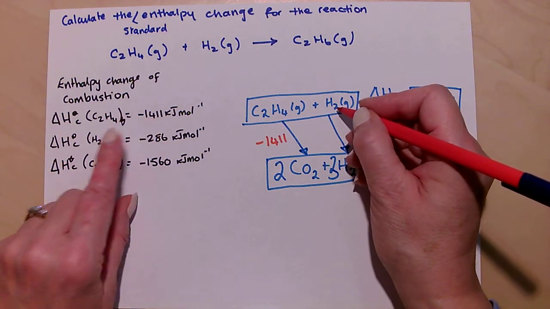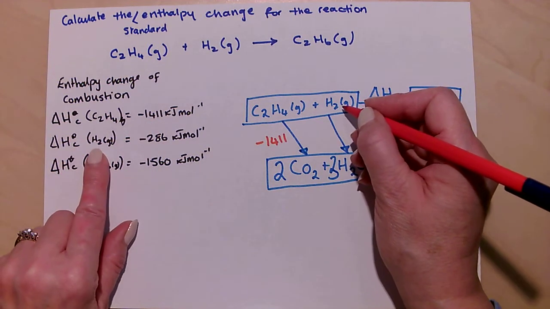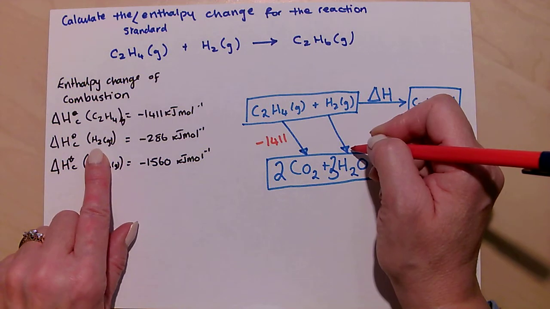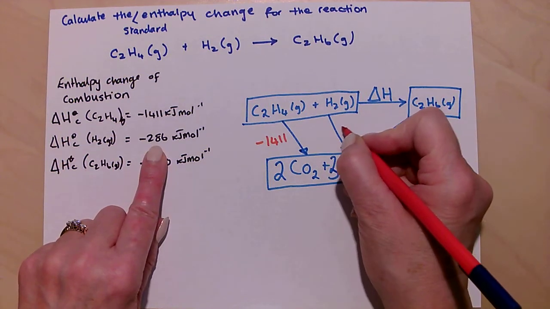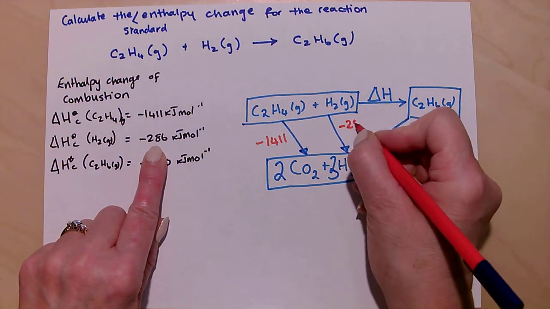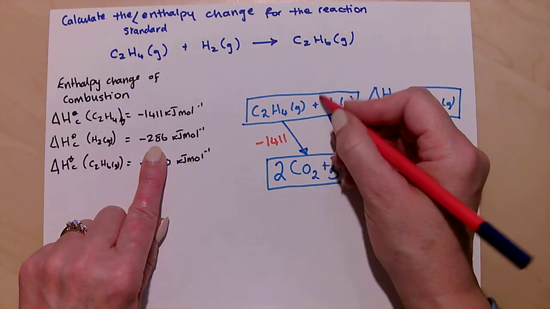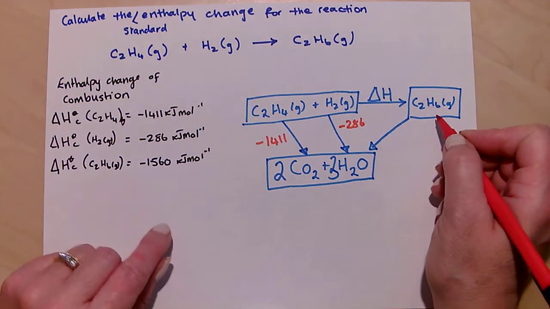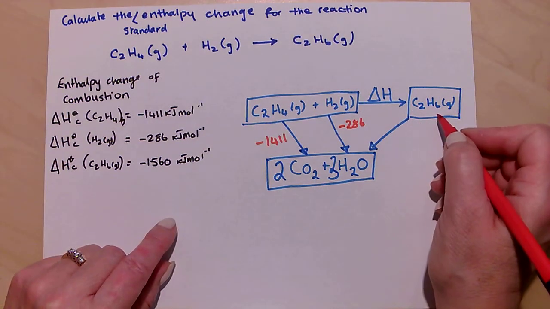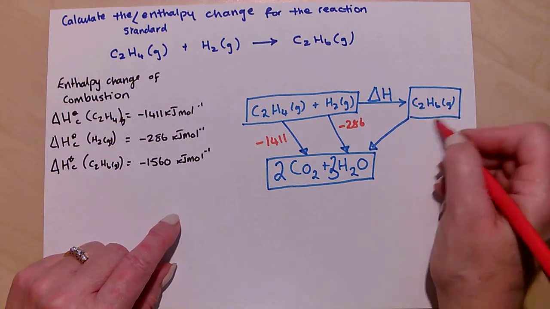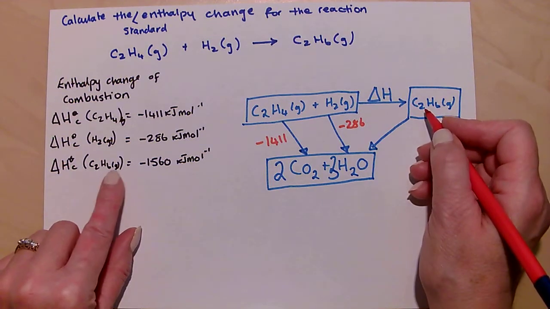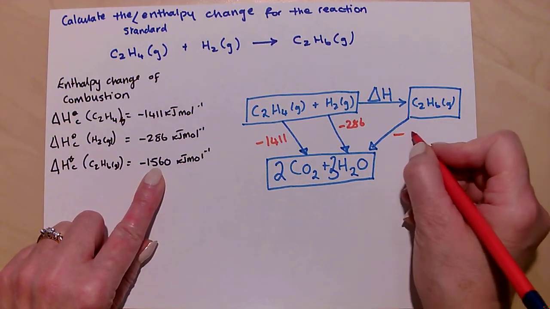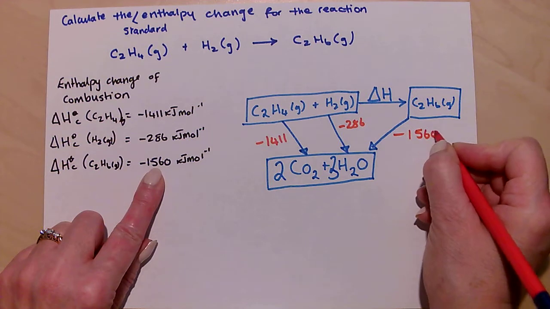The hydrogen, we're burning hydrogen. We're only burning 1 mole of hydrogen, so that is minus 286. So there is only 1 mole of hydrogen there, which will give us 1 mole of water here. On the other side, we're burning ethane, and we're only burning 1 mole of ethane here. So from this data here, it's minus 1560 kilojoules.